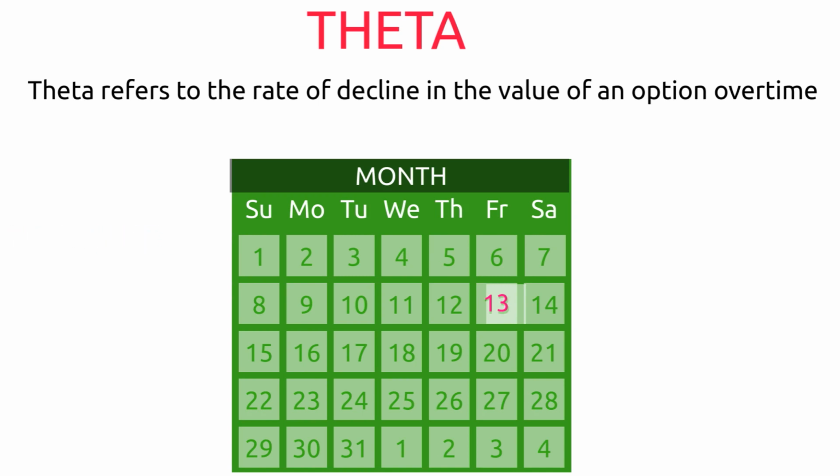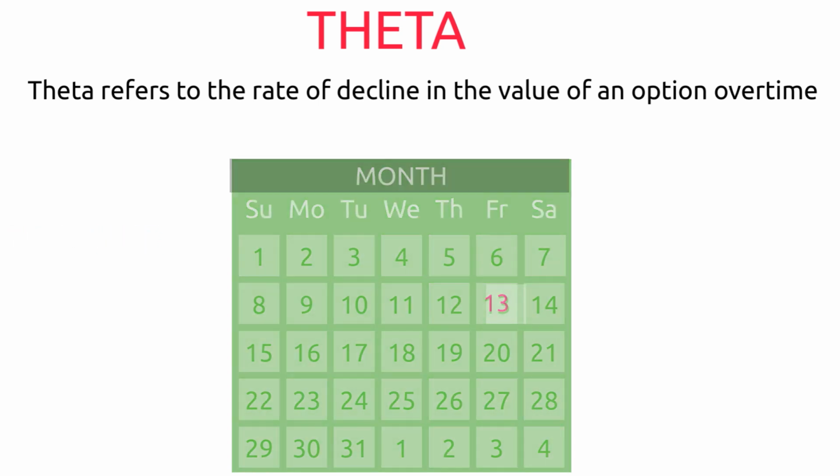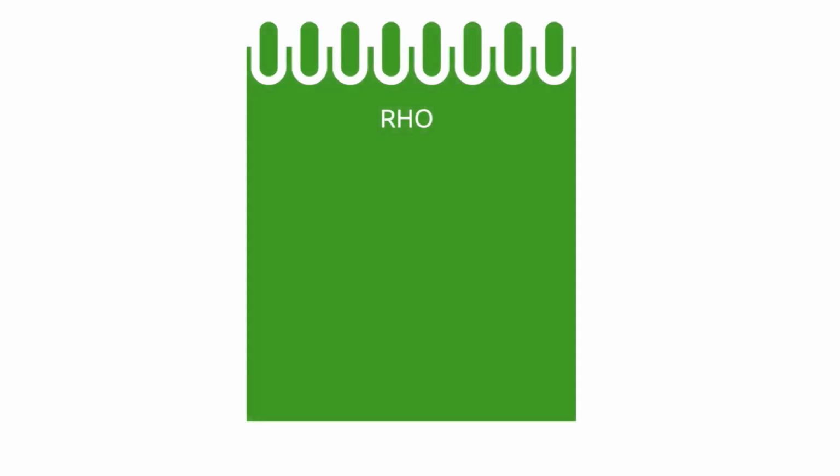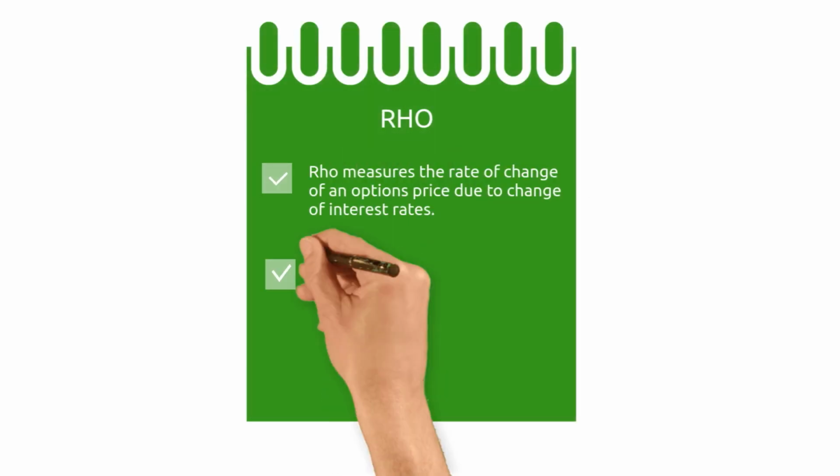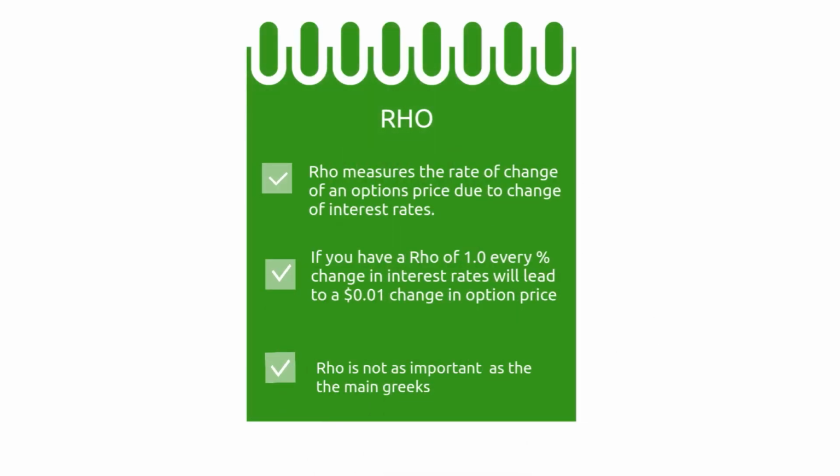Now that the main Greeks are out of the way, let's talk about rho really quick, the less important of all the Greeks. Rho measures the rate of change on an option's price due to the change of interest rates. For example, if your option has a rho of 1.0, then for every 1% increase in interest rates, the value of the option will increase by 1 cent.